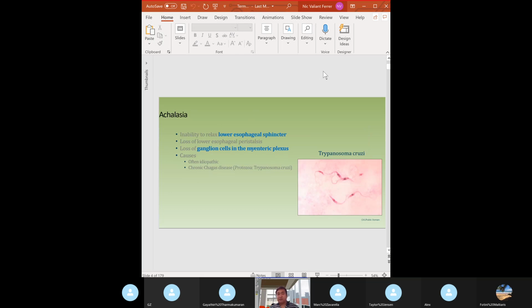Let's talk about achalasia. So what is this? Inability to relax the lower esophageal sphincter, LES. Where can we find the LES? At what junction? Gastroesophageal junction. So this is a loss of lower esophageal peristalsis. Why? The ganglion cells in the myenteric plexus are gone. They're not there. Embryologically, they're not present. So what are the causes? Idiopathic, or there's another one, Chagas disease, Trypanosoma cruzi.